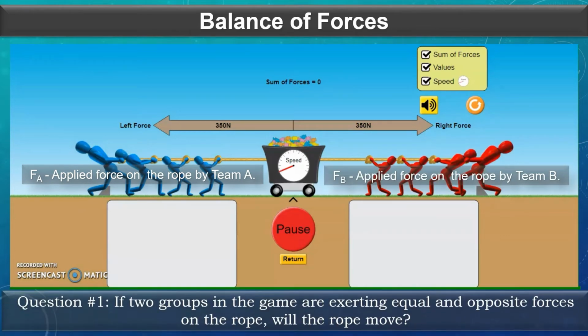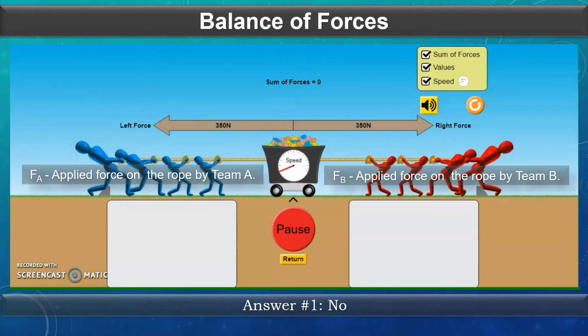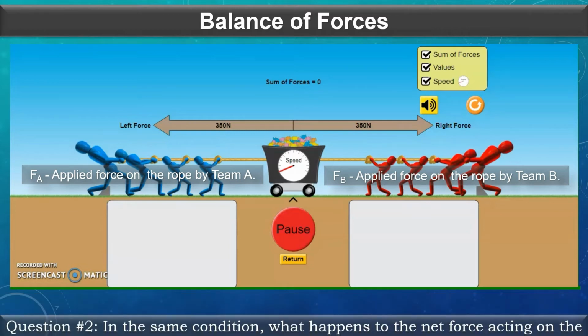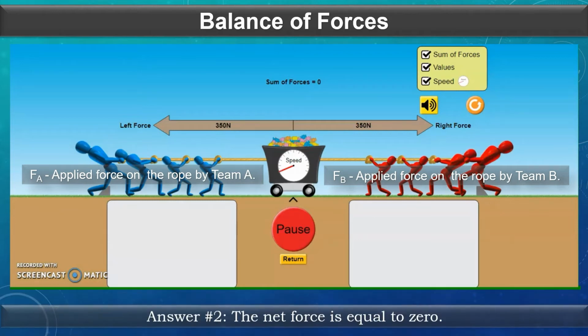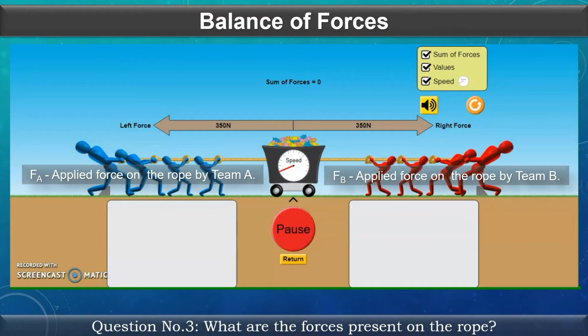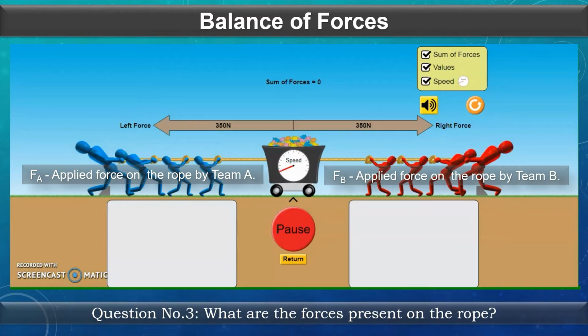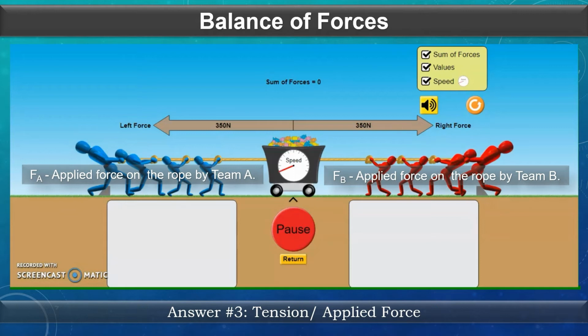Question number 1. If two groups in the game are exerting equal and opposite forces on the rope, will the rope move? Answer. Based on our observation, the rope did not move. Question number 2. In the same condition, what happens to the net force acting on the rope? Answer. The net force equates to 0. Question number 3. What are the forces present on the rope? Answer. Tension force and applied force.